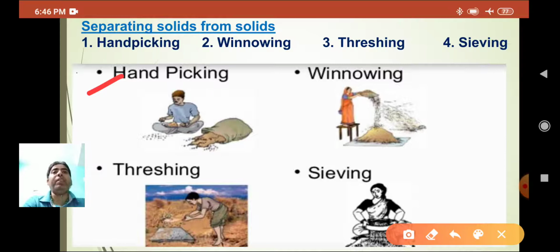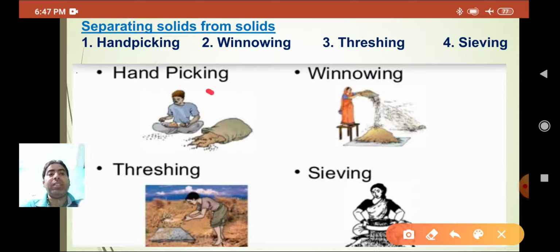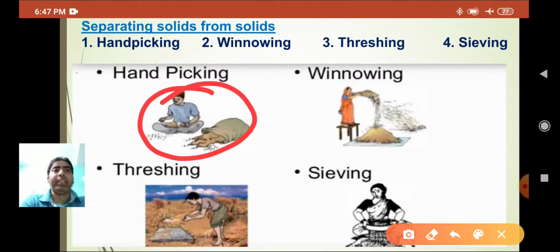Hand picking means to take out by hand. It is a very convenient method of separation only when the size, shape and color of the unwanted substance is different from the useful one. You can see here this person is sitting and taking the stones out by hand.